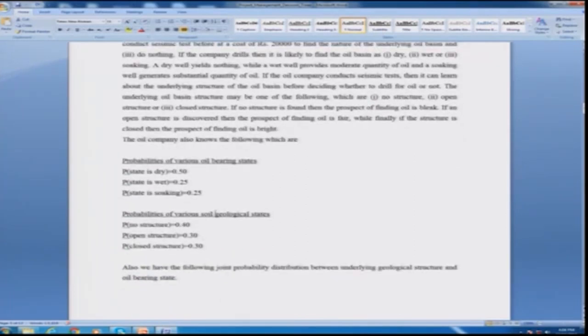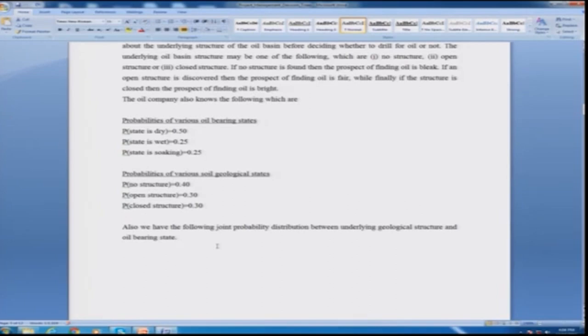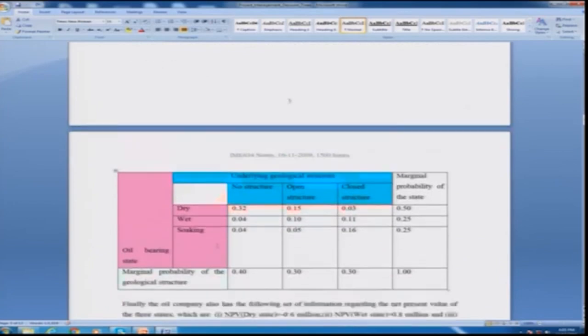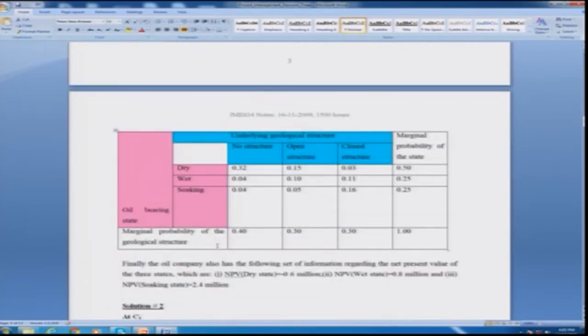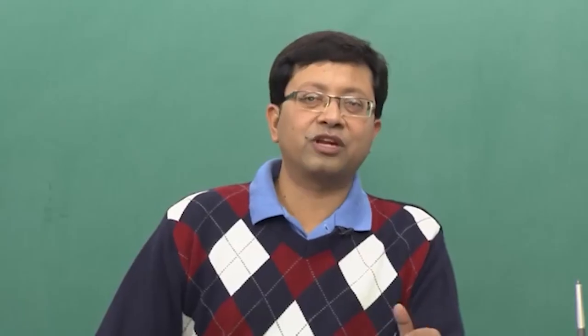Then I go to the probability of the geophysical structure or geological states. No structure 40%, open structure 30%, closed structure 30%. Again, the sum is 1 as it should be. Also, we have a joint probability or conditional probability based on the different types of oil bearing states and geological structure. That means I am now trying to compare and find out the conditional probabilities. Depending on whether one has occurred, the other may occur or vice versa. So, this is where slowly complications will come, but it will definitely give you a very good idea how the problem can be solved.